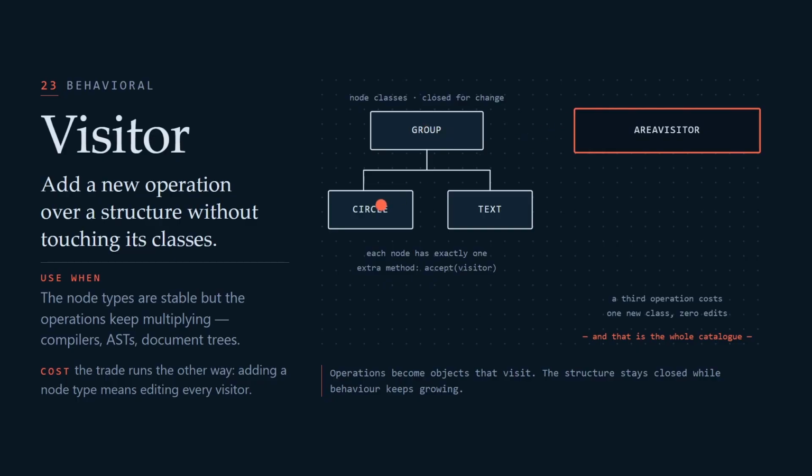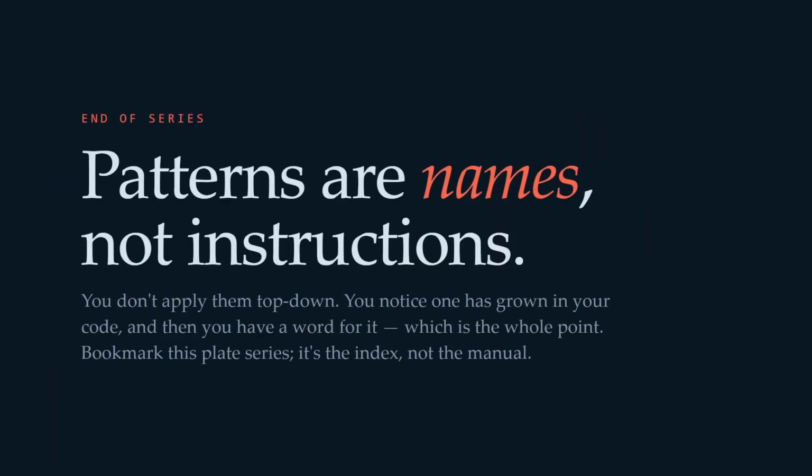The node classes are closed. Instead of editing them, you write a visitor that walks the tree. One returns areas, another exports SVG, the node's untouched. A third operation costs one new class. But a new node type means editing every visitor.